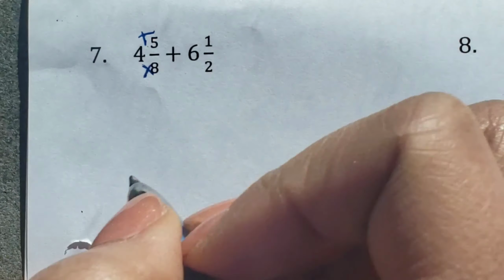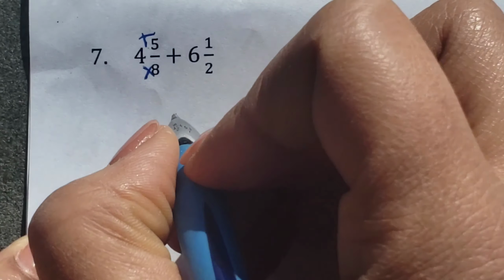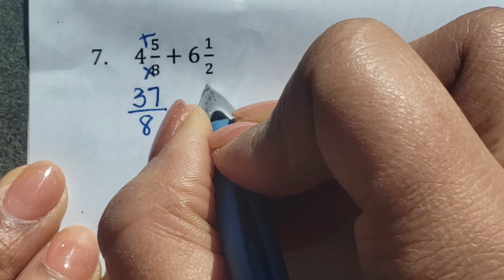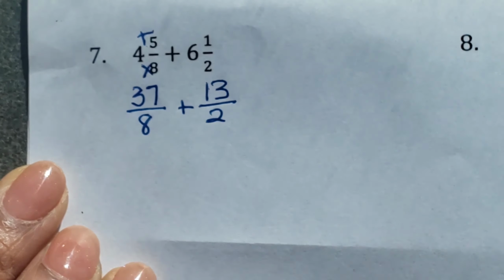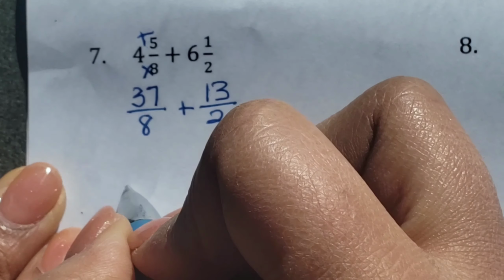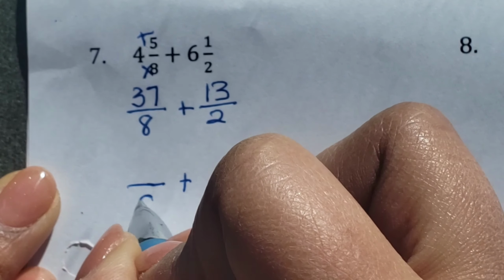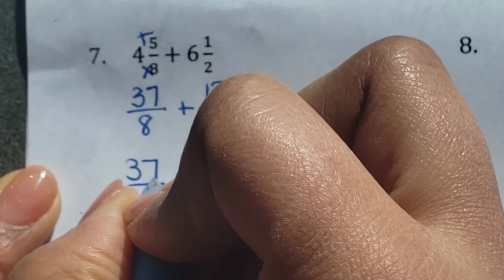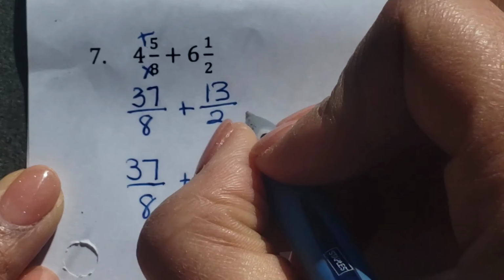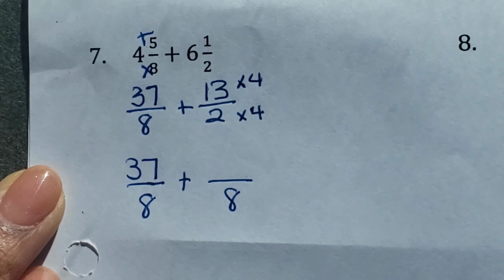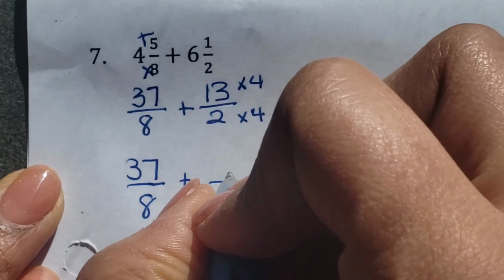All right, number 7, I'm changing this mixed number to an improper fraction, and I'm going to be left with 37 over 8. Dropping down my plus sign, and then for the next one, it's going to be 13 over 2. What's my common denominator? Again, I have 8. So right here, I'm going to ask myself what I did to the top, I have to do to the bottom. 2 times 4 is what's going to give me 8, so I'm doing 13 times 4, which gives me 52.